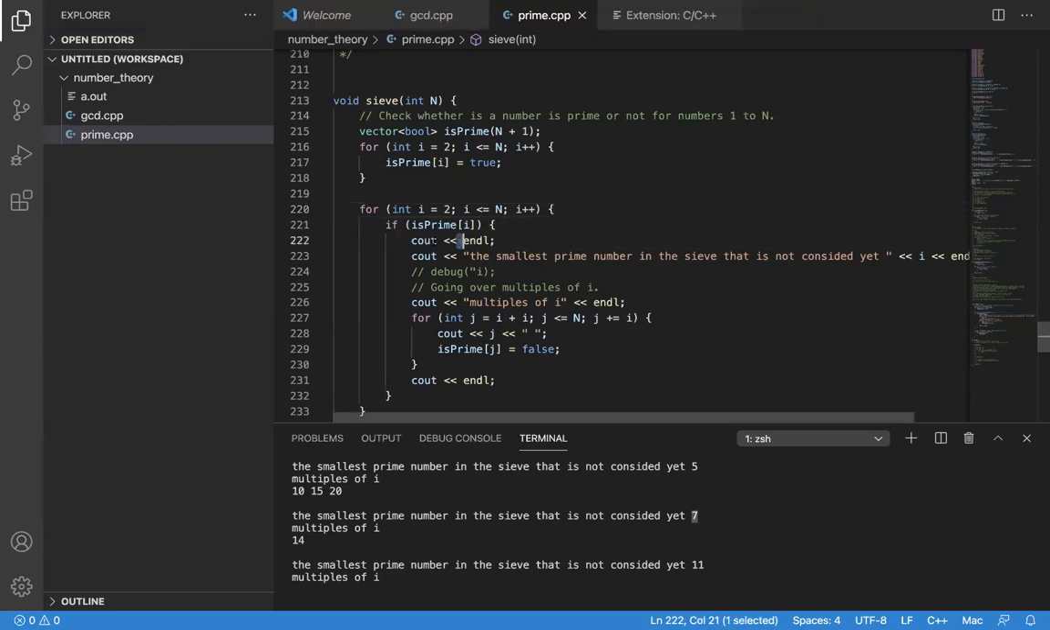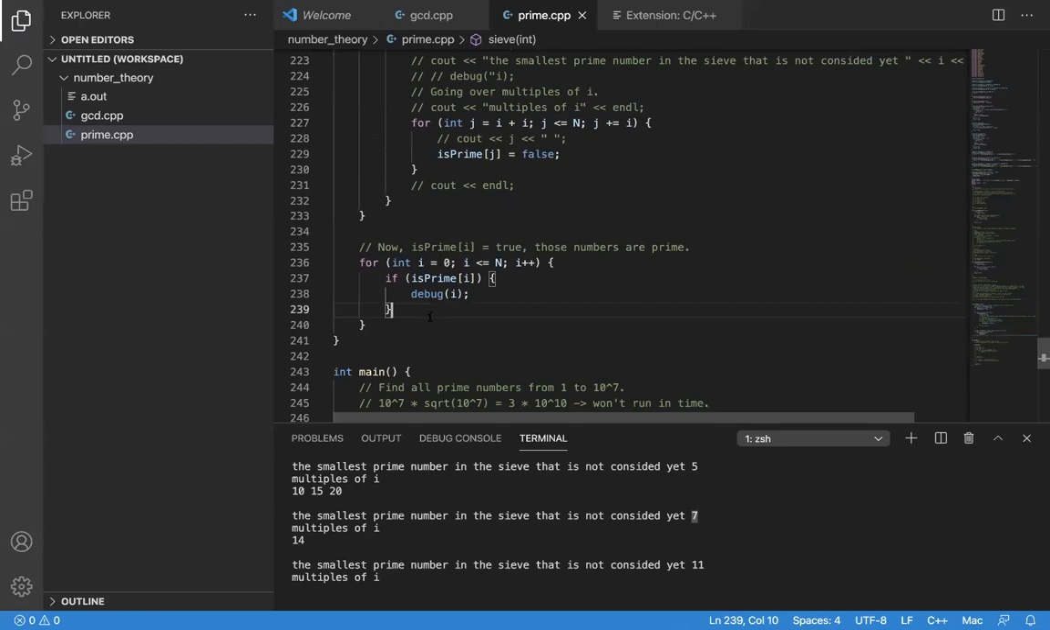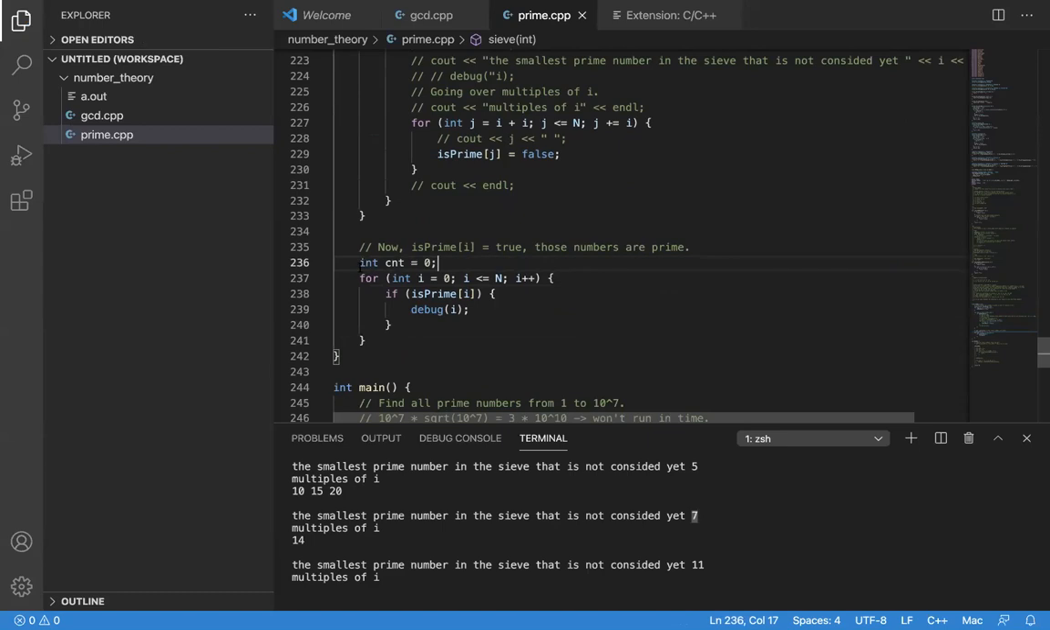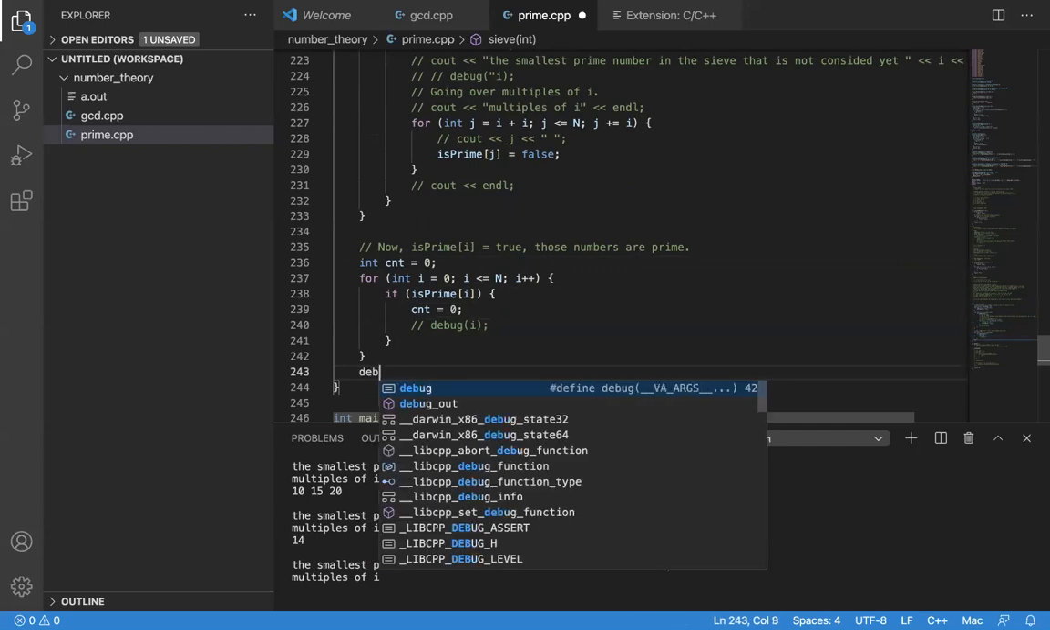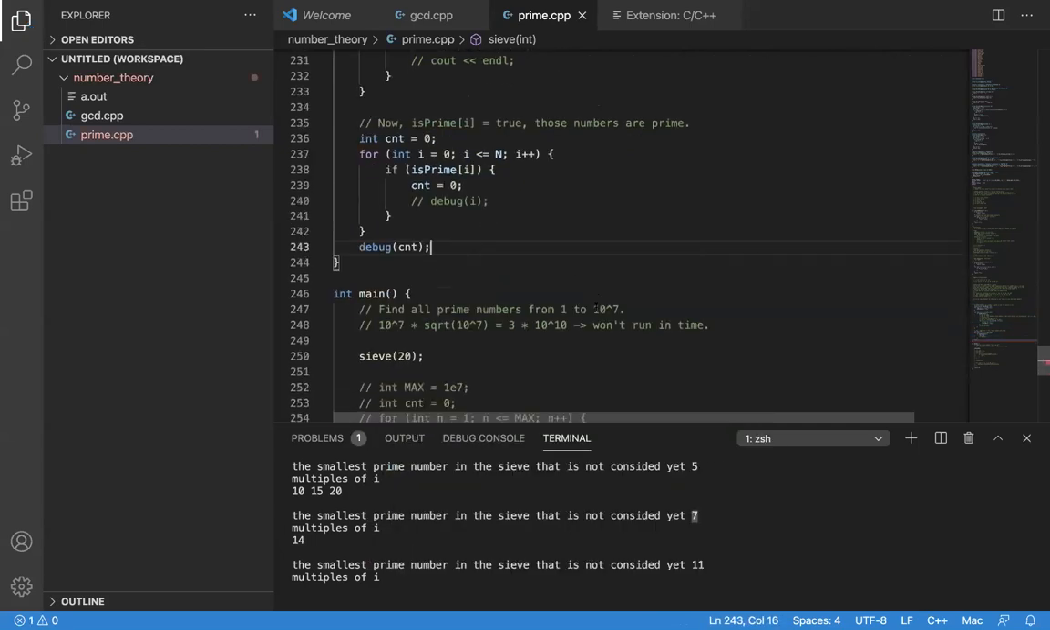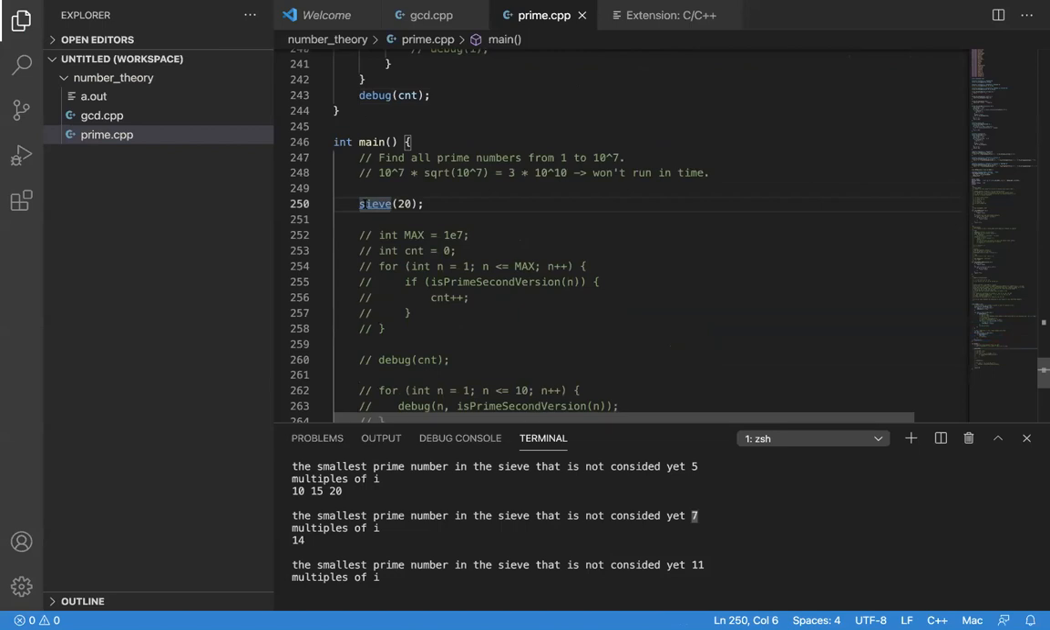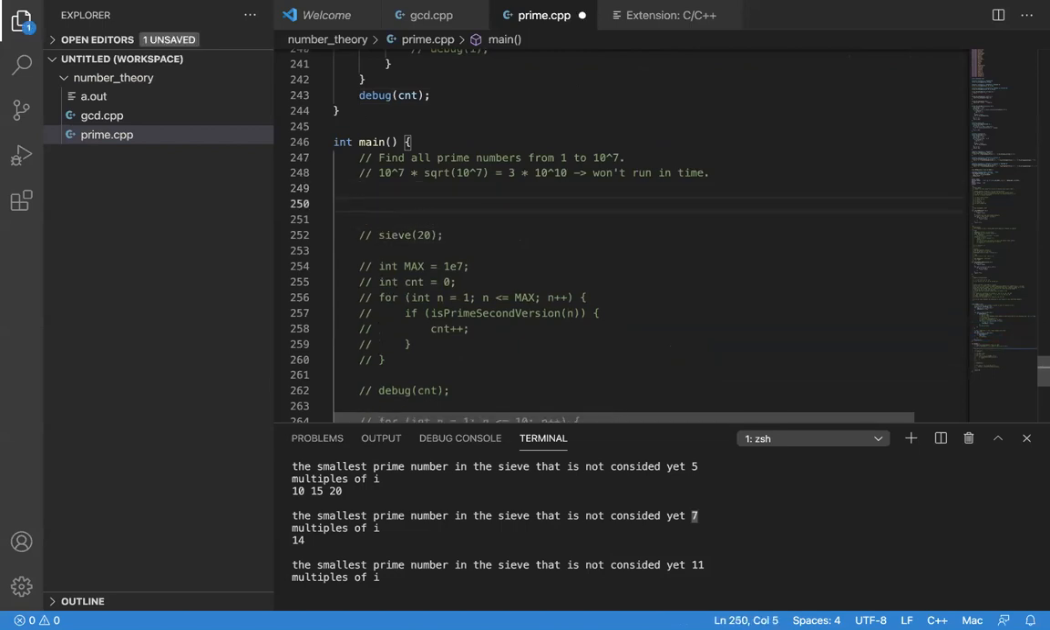Okay. So let me just comment this out. Let's try running this program for n equal to 10 to the power 7, and instead of printing this, let's print count, how many numbers are prime. Let's run sieve for 10 power 7 and see how much time it takes.